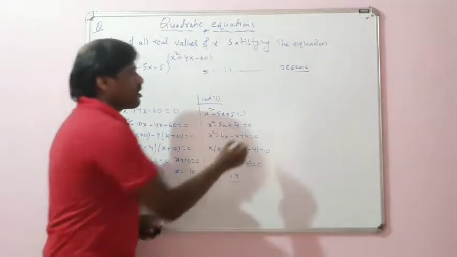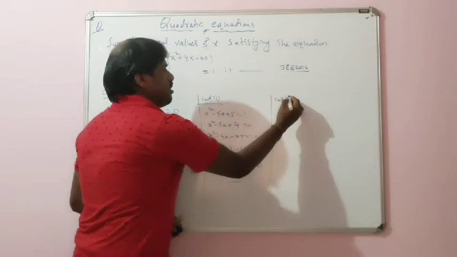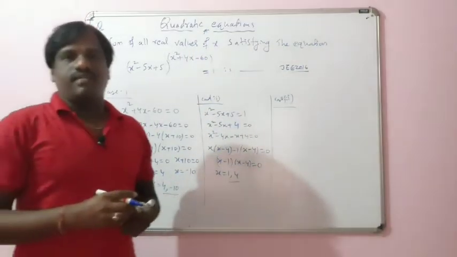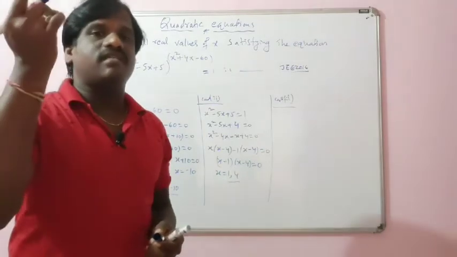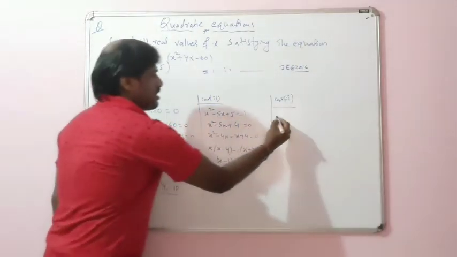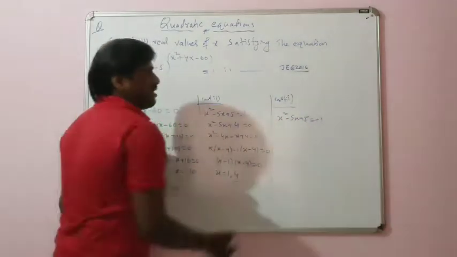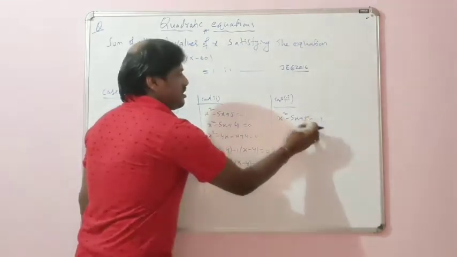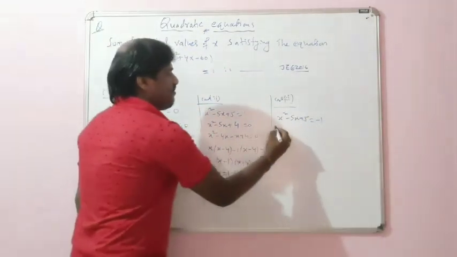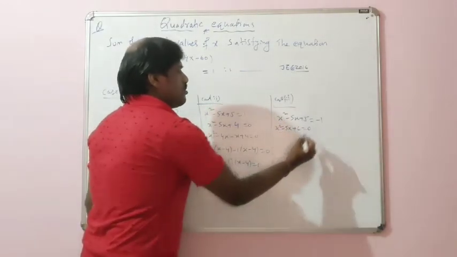You can get one more case, that is case number 3. What I can see here is the base can be minus 1. If the base is minus 1 and the power is even, then that will work. So what I can take here, x square minus 5x plus 5 is equal to minus 1. I consider this value minus 1 as case number 3. So if you simplify this, x square minus 5x plus 6 is equal to 0.